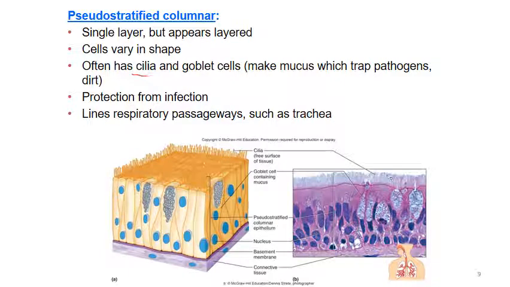This tissue has cilia and the goblet cells. So cilia are longer than the microvilli. Microvilli are for absorbing nutrients, but cilia are for moving substances or mucus. This is in our respiratory tract. Protection from infection could be a good function for this. Also, moving mucus. And we'll say for the location, trachea, our windpipe, has this tissue.